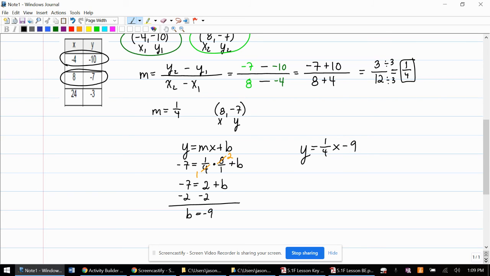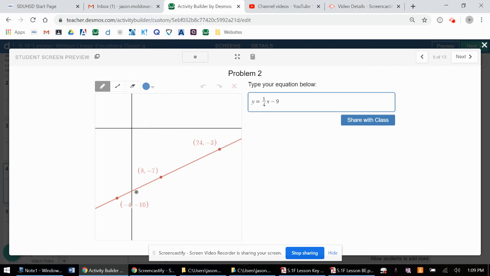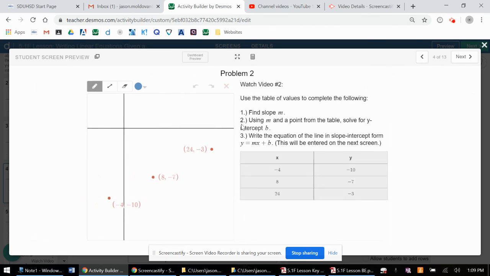Don't forget that x there. And then we're going to go back to our slide and enter this in and see how we did. 1/4 x minus 9. Bingo. Cool.